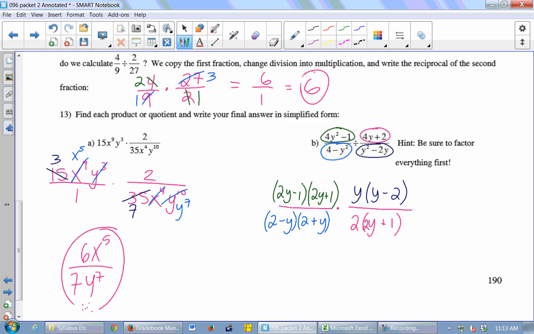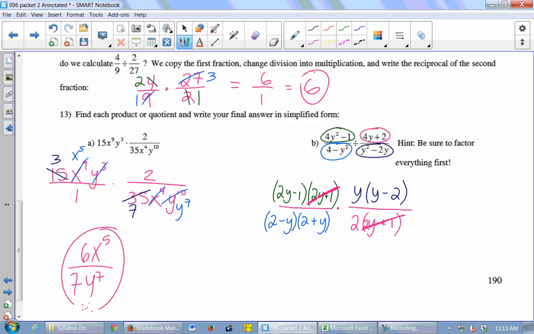All right, so now I look for foo-foos. I've got a 2y plus 1 on top and a 2y plus 1 on the bottom, so those should cancel. That and that. They're gone because when you have something over itself, it reduces to 1. So those are just gone. The 2 stays from the GCF.